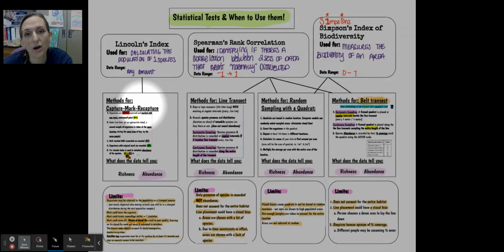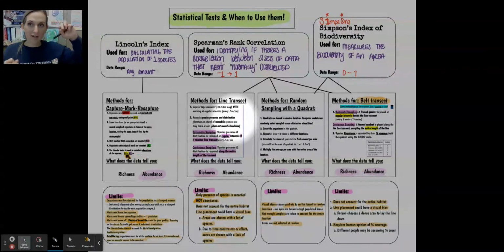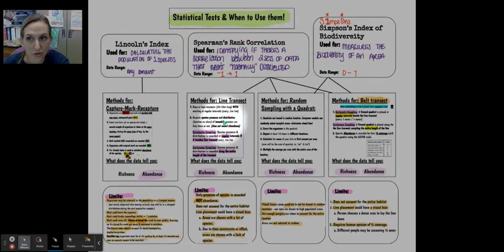Well, if you have this data and you want to see if there is a relationship or a correlation between the abundance, or the amount, of different species that have a shell and the distance from the low tide zone in a rocky shore, so how far away they are and the different species that have a shell, if you wanted to see if those two things actually correlate together, you would do a Spearman's rank correlation.